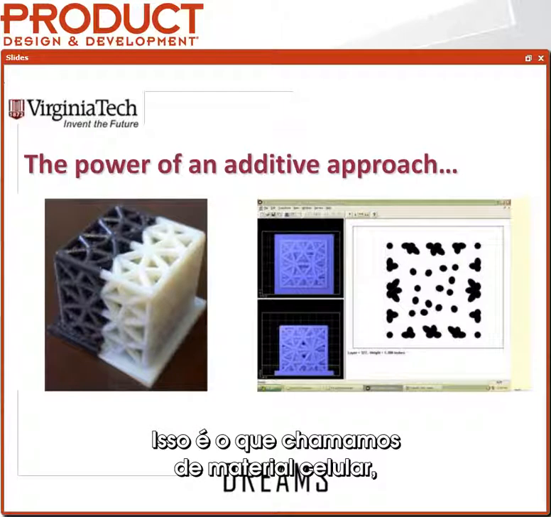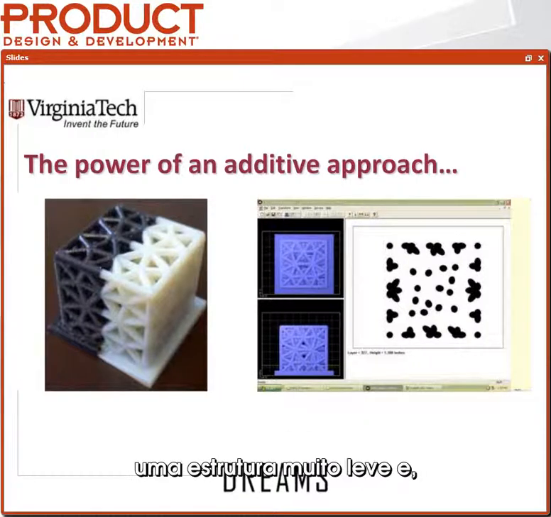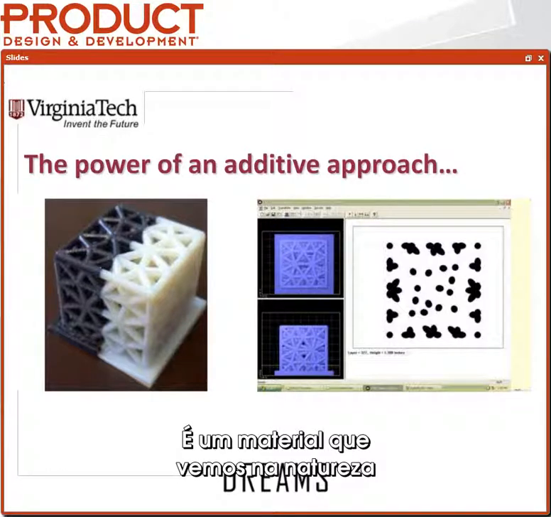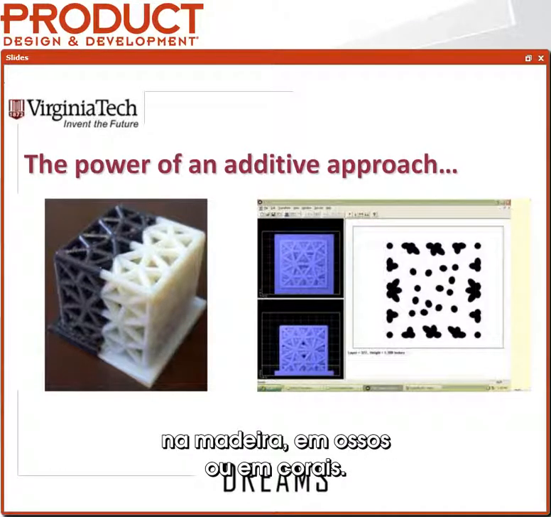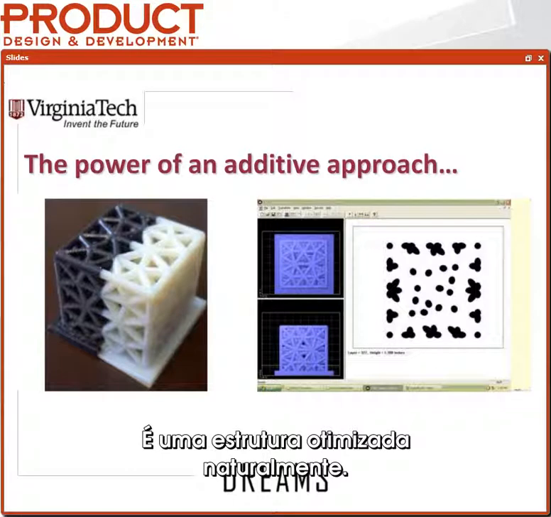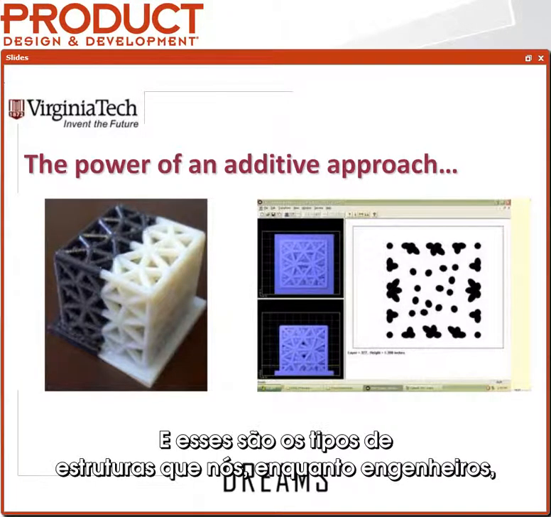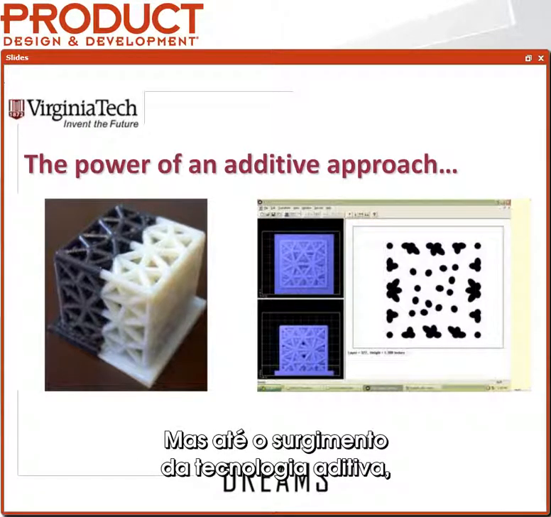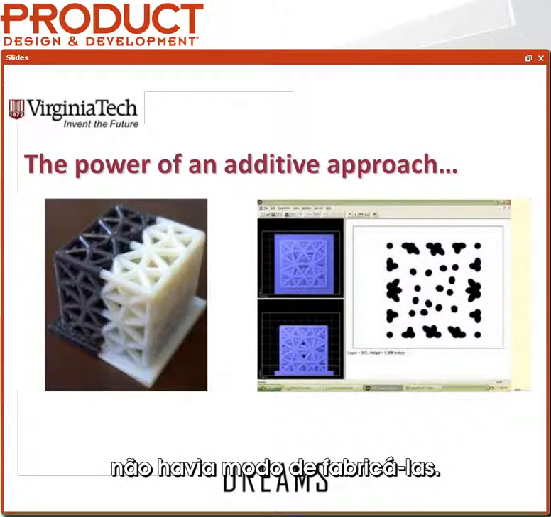Some people maybe argue with that, but what about this? This is what we call a cellular material, a structure that is very lightweight, yet very stiff. It's a material that we see in nature, like in wood, bone, or coral. It's a naturally optimized structure. And these are the kinds of structures that we as engineers would like to take advantage of, but there's really no way to manufacture them until now with additive.